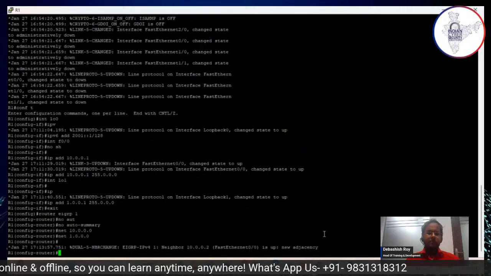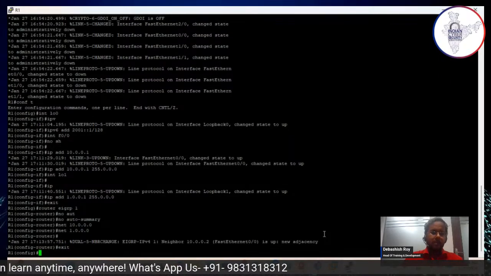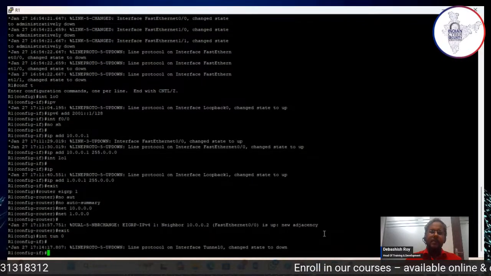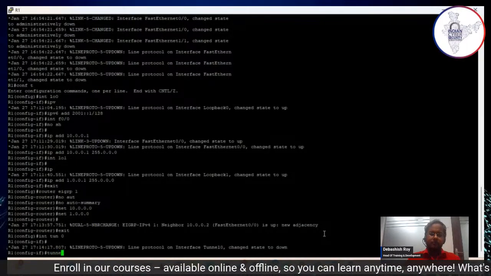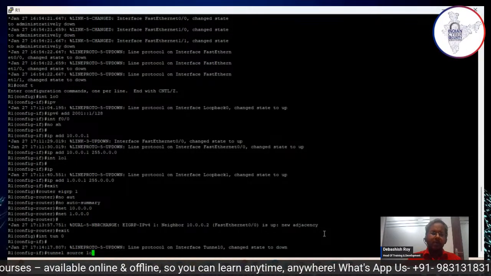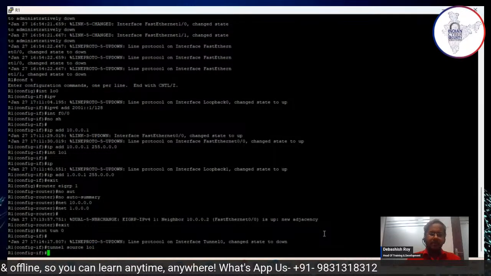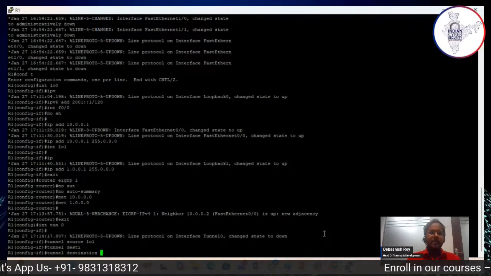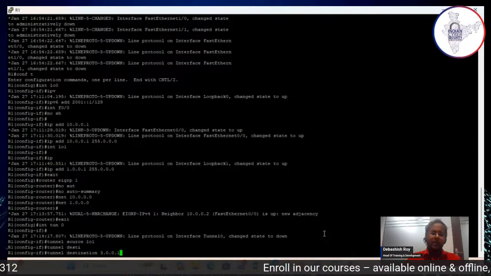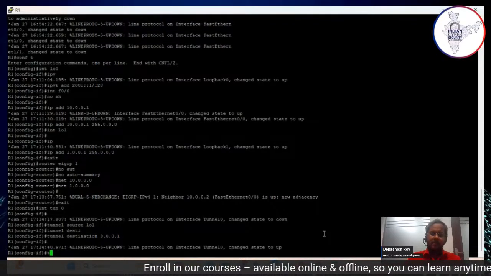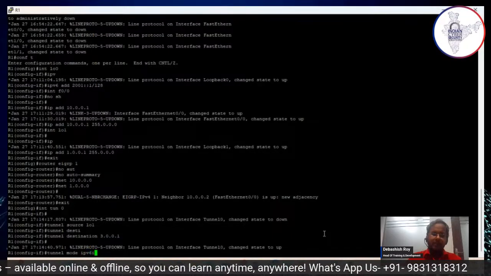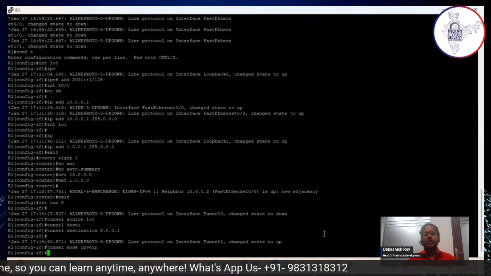go to the R1 and give interface tunnel 0. This way we are actually creating the tunnel interface with tunnel source as loopback 1, that is the IPv4 interface, and tunnel destination is another loopback, that is the loopback 1, 3.0.0.1. You are taking the IPv4 only here, the address, and the tunnel is up. Tunnel mode IPv6 IP. So this is a 6to4 tunnel.